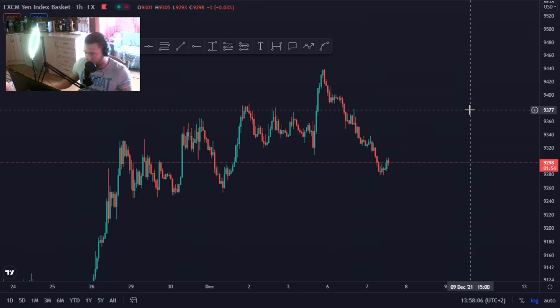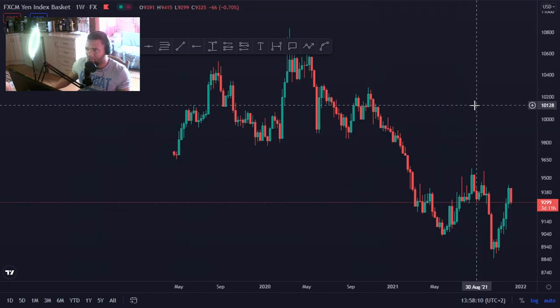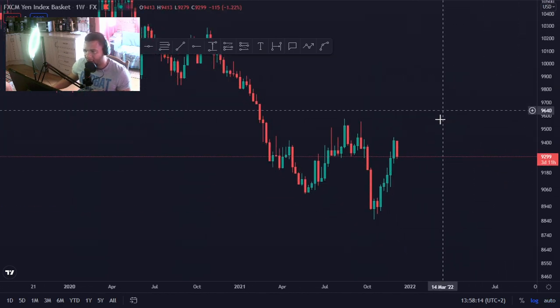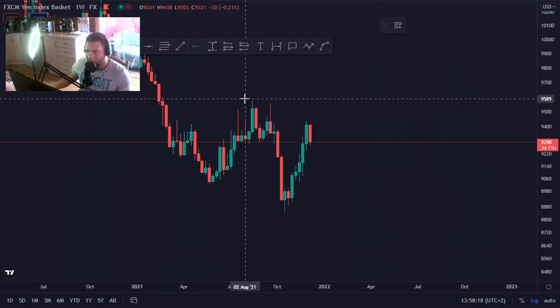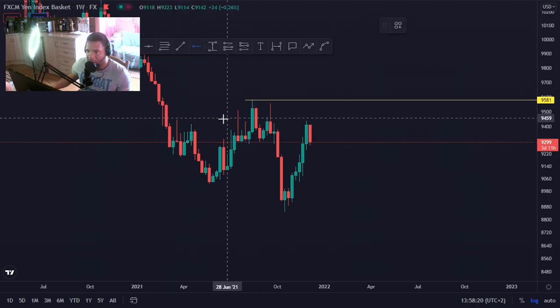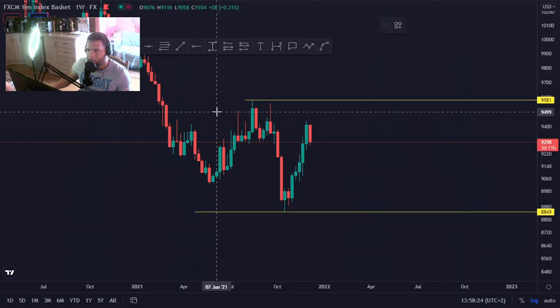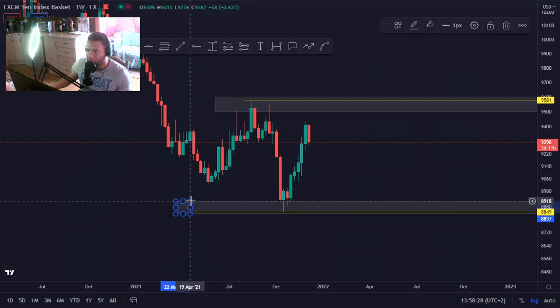Let's get it done. So we are here on the yen index, guys. Let's always start from our weekly time frame just to see the overall market condition and behavior. What I can see is that we have this weekly high point here in the market, and we have this weekly lower low. So on this pair we are still in overall bearish market conditions.